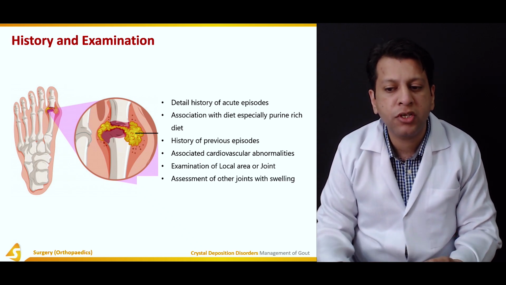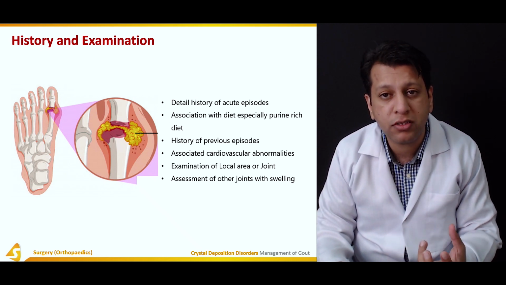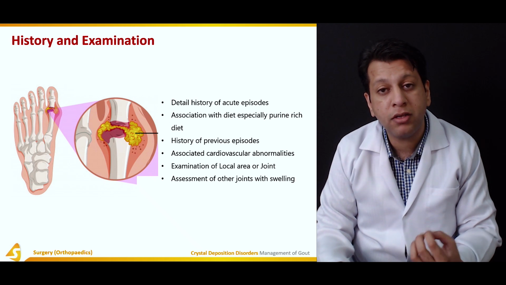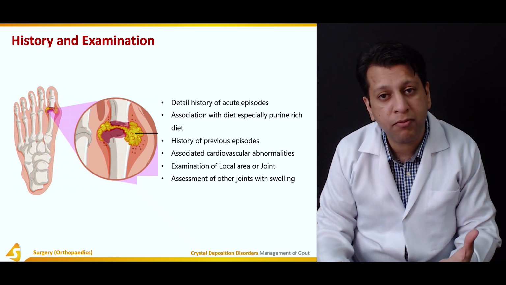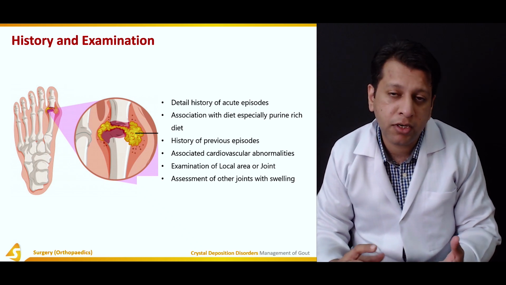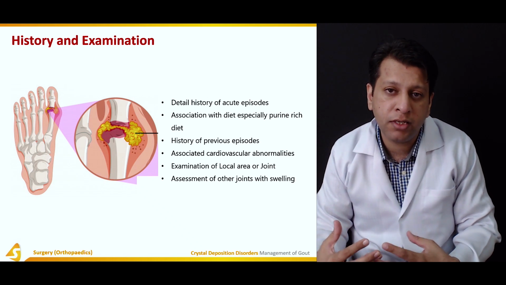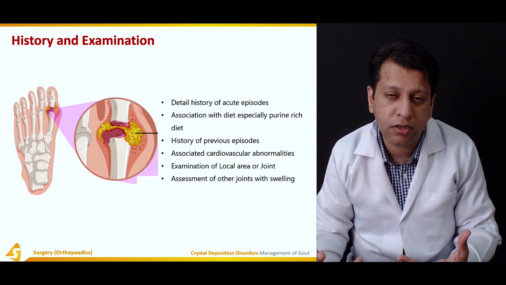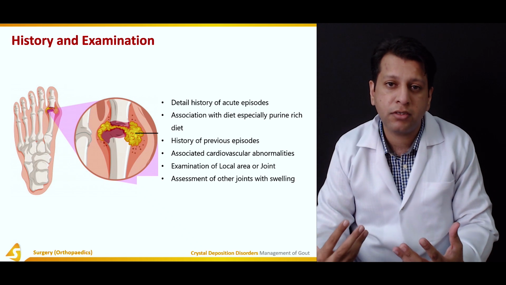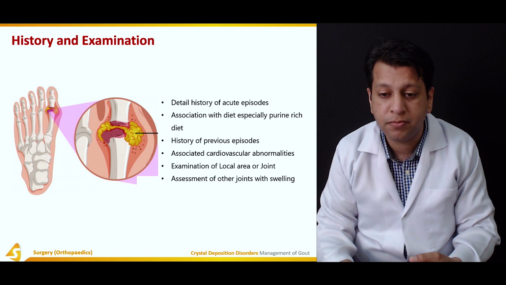Then assessment of other joints with swelling. If there are any other nodules present in the body, they should all be examined properly. There may be other joints which are swollen, there may be nodularity, but they may be painless, and the patient may be complaining of pain in only one of the joints, but that means it's something which is a global problem. So multi or polyarthropathy is positive in this case.